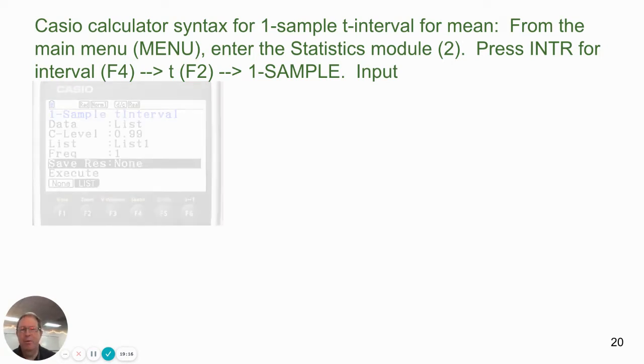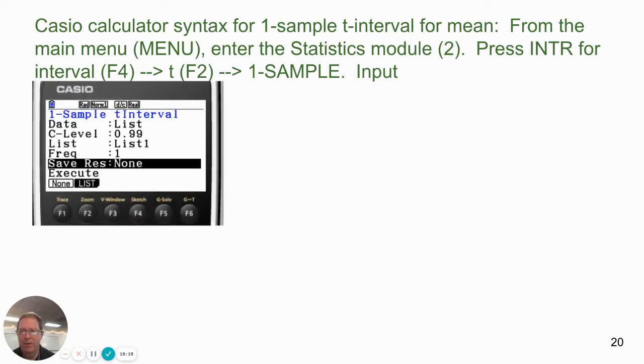So at this point, here's how you're going to input your data. One way to do it is to put all of the data into list 1. Since you haven't done that right now, I'll show you another way. But the best way is to put the data into list 1 and then check F2 for list to make sure that we're using the list data. Input the confidence level, that's 0.99. List, since you have all your data in list 1, make sure it says list 1, and frequency 1.